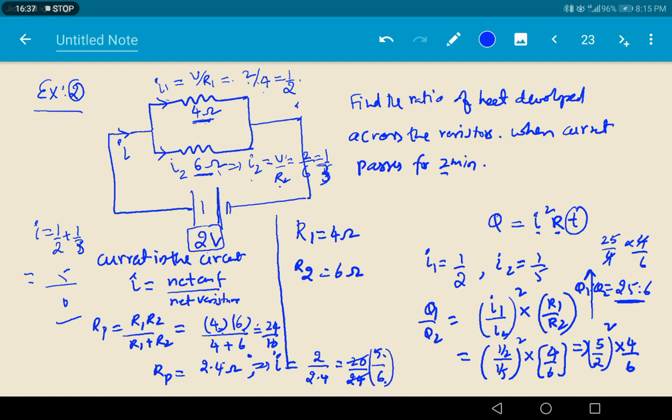Okay na? So this is a lengthy model, so you can avoid this lengthy model. You can find the net current, but if you go with I1 I2 it will be a lengthy model. So directly you can take I1 is equals to V by R1, I2 is equals to V by R2. You will get the answer, so Q1 by Q2 25:6 is your answer. Okay, right. So these are some models.